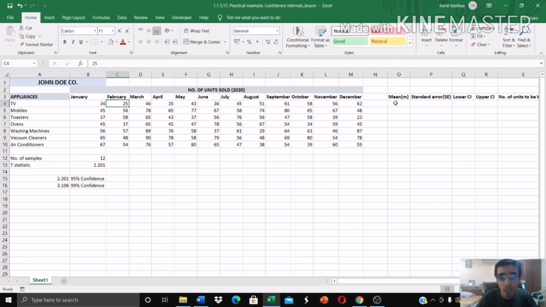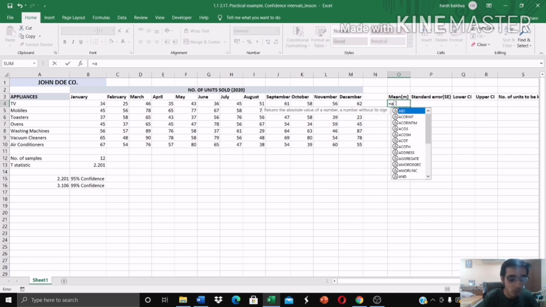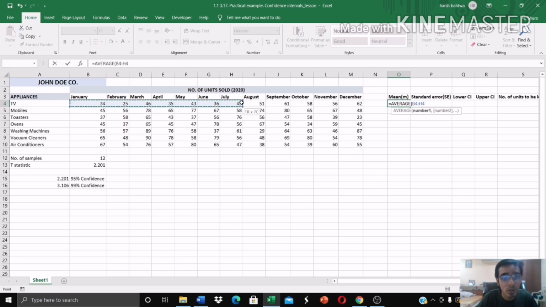So let's get started. One more thing, the major assumption is that this data is normally distributed. This will help us in applying the central limit theorem, because the first assumption of applying the central limit theorem is that the data should be normally distributed. Now let's get on with it and first find the average for each of the appliance types.